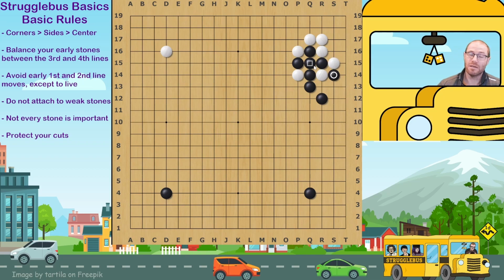Our last and also very important rule is to protect our cuts. And we have a very obvious cut at P17. So now we kind of circle back on, should we Tanuki or not?